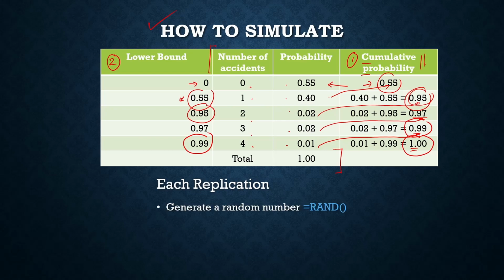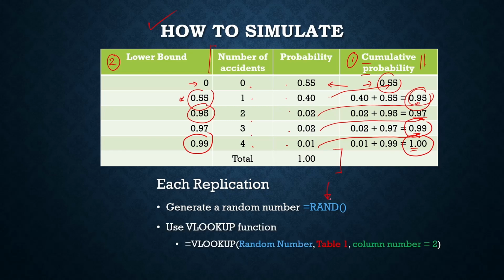And then for each replication we will generate a random number. How to generate a random number, you have already learned. You are going to use the RAND function. After that, you will use the VLOOKUP function in order to simulate. For that VLOOKUP function, the first argument is the random number. Actually, if you try to type the VLOOKUP function in Excel, the first argument is the lookup value. So that lookup value in our case is the random number.